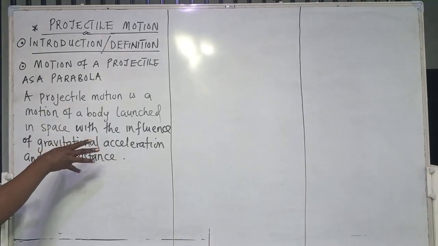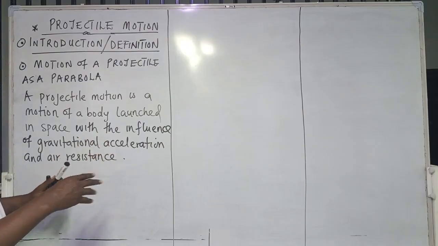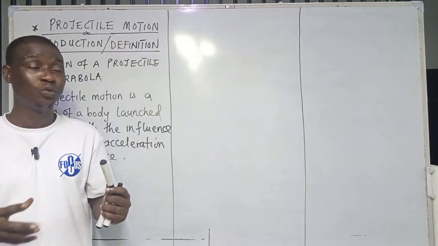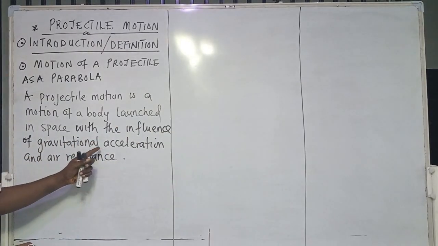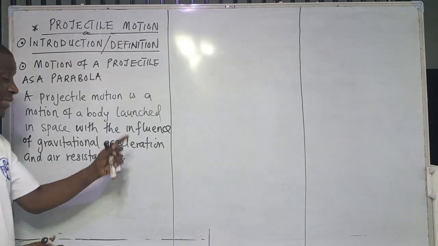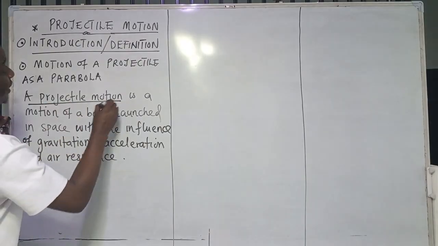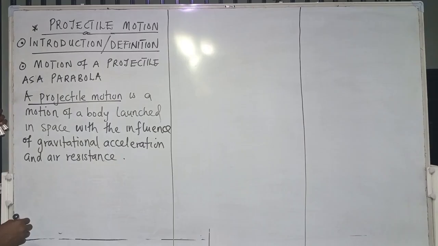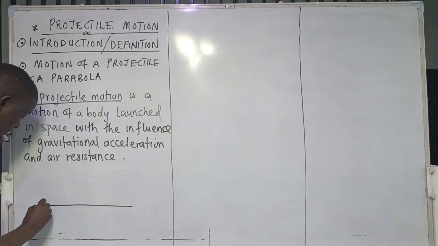So when you launch a body into space, and you notice that it is under the influence of gravitational acceleration and air resistance, we see that the body is undergoing a projectile motion. Now, a simple example of a projectile motion is something like this.